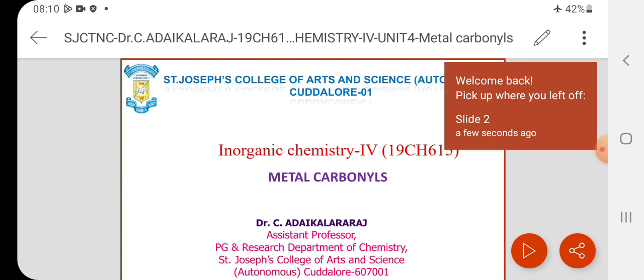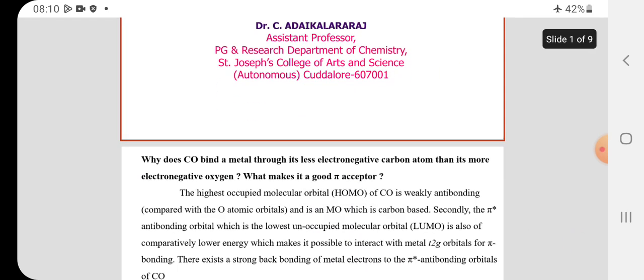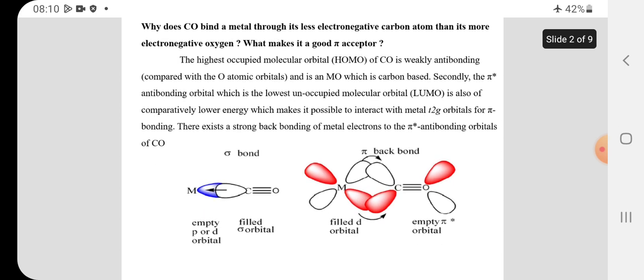In this video we have studied the metal carbonyls. Why does carbonyl bind a metal through its less electronegative carbon atom rather than its more electronegative oxygen atom? What makes it a good pi acceptor?